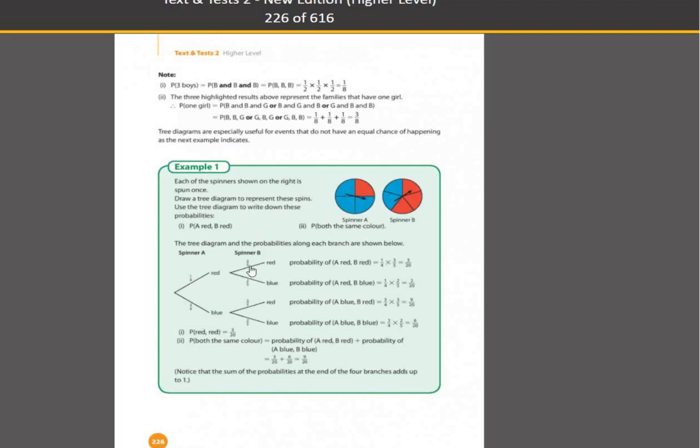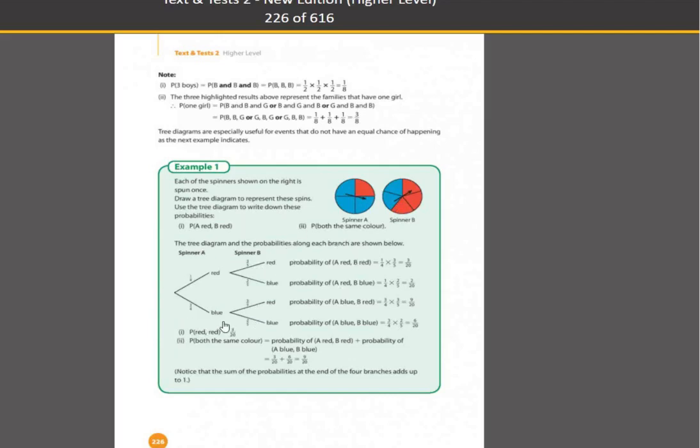Same, we want to fill in now the probability along each branch of the tree for each of your red and your blue for spinner B. So we have 5 divisions in here. 3 of them out of the 5 are for red. So 3/5 for red, 2/5 for blue. 3/5 for red, 2/5 for blue. Now, that's your tree diagram filled in.